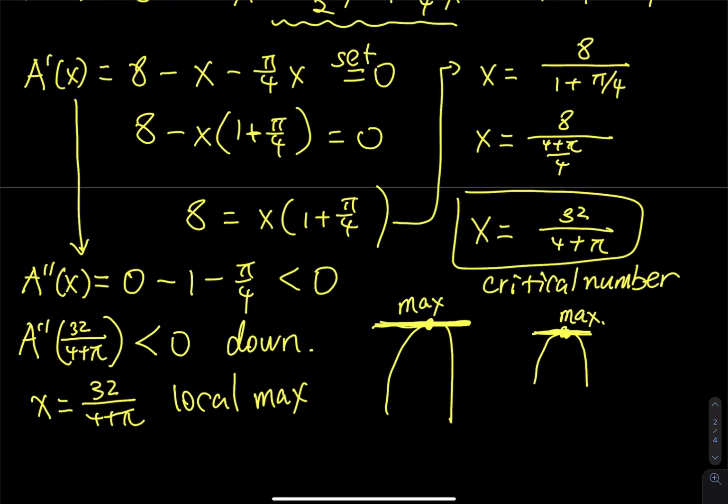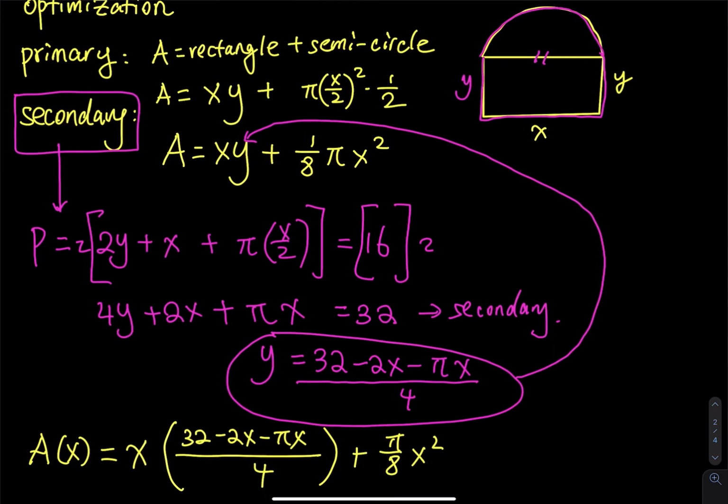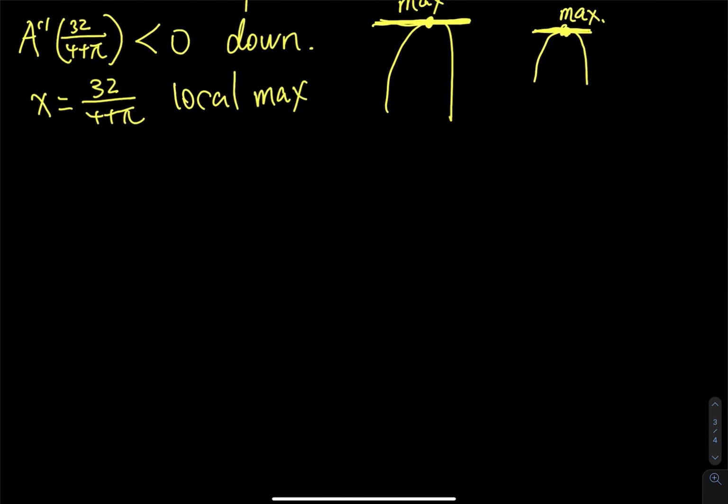Now, can you tell me what the dimension is? We found x. What is x? Go back to the top of the video. x is the base of the rectangle, right? I haven't found y yet. So how do you find y? Remember, you have equations right here. You have to plug in x, and then you can find y. Okay, let's do the plug-in. That's the one last step.